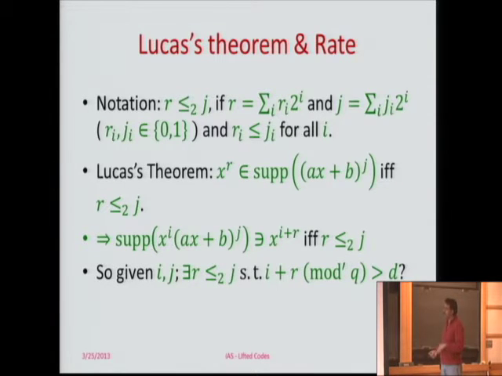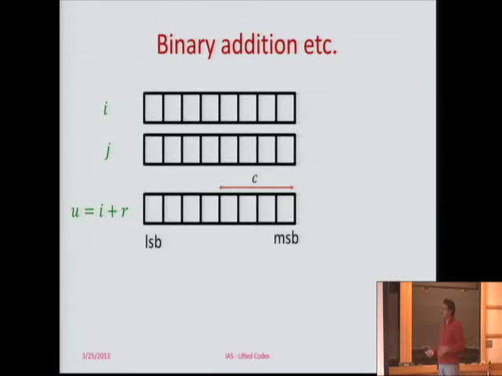So now we have to say, okay, what happens when I have x^i (ax+b)^j? I'll write them down in binary. The least significant bit is there, the most significant bit is here, and I want to say, when does a term of degree u appear over here? What would be bad is that i and j will not be acceptable if I can come up with some element r which is bitwise less than or equal to j, where when I sum these up modulo x^q minus x, all these bits are 1.